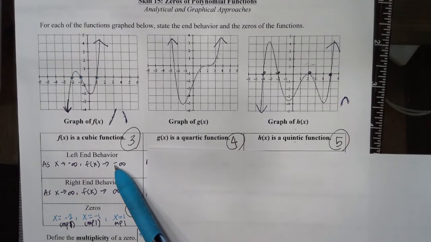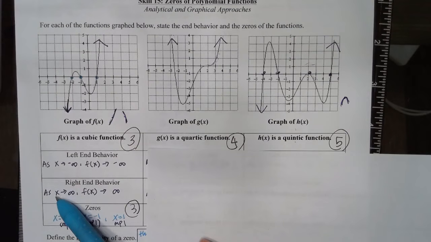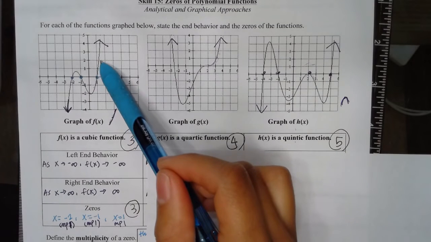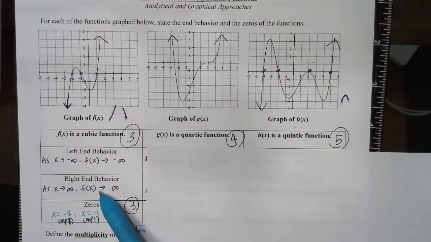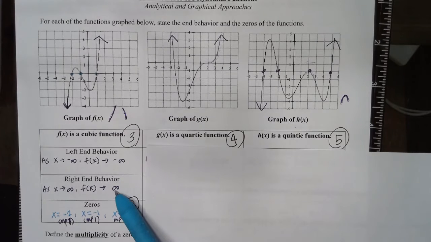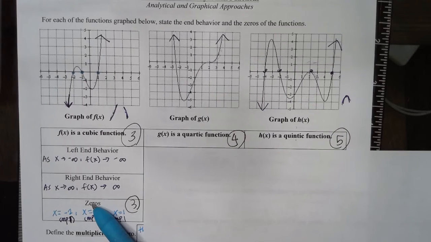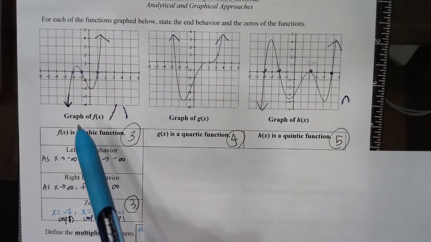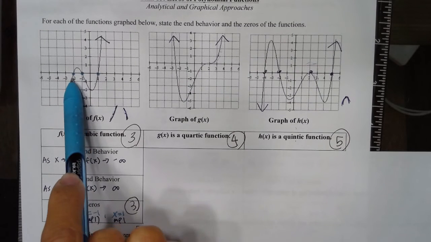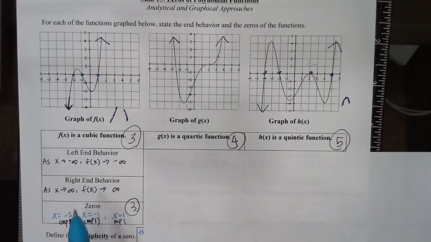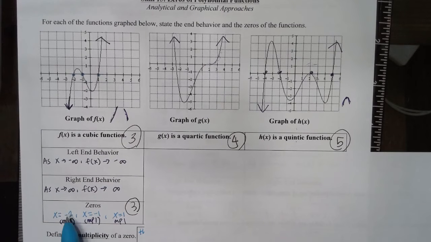That's the left-hand behavior. Now what about the right-hand behavior? As x goes to positive infinity, we're going to the positive x. What happens to f of x? It's going up, so f of x goes to positive infinity. Now let's write down the zeros. Zeros are the same as the x-intercepts, so those are negative 2, negative 1, and 1.